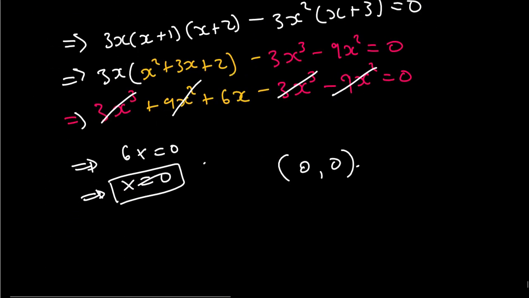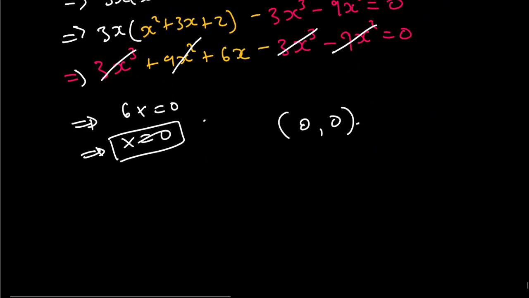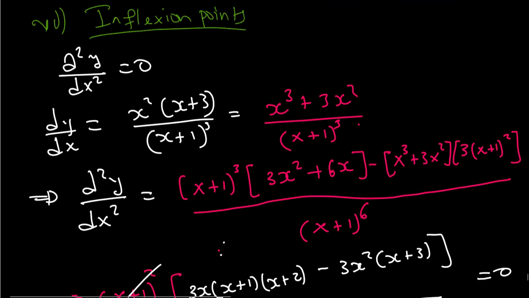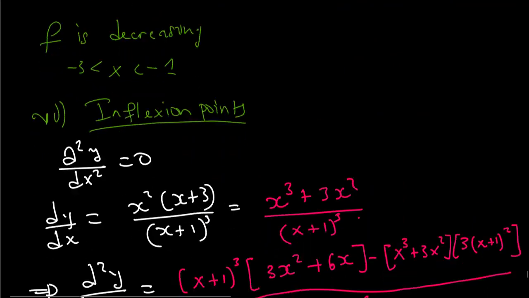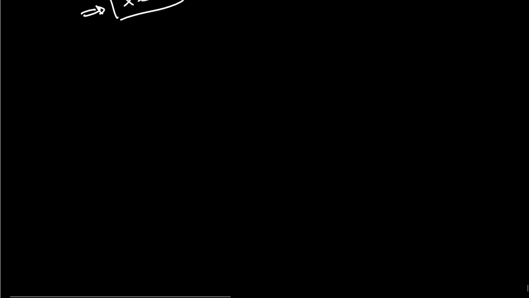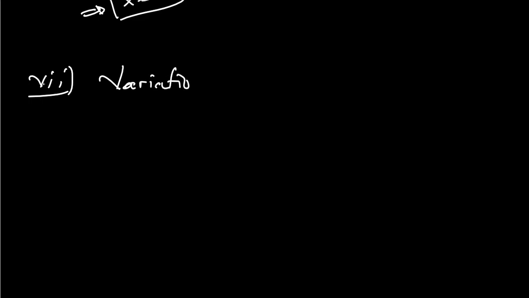Okay, so let's draw that. That's Roman 7, I think. Yes, Roman 7 is the variation table. So we have VII, the variation table. So here we have the variation table.